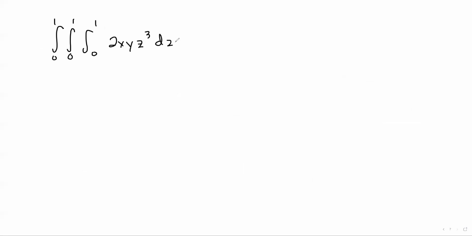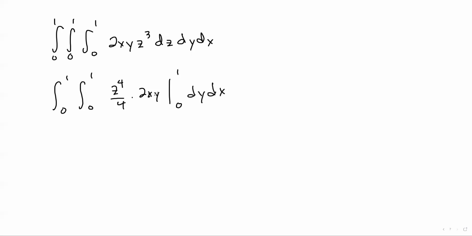And let's just do z first, then y, then x. That's kind of the classic order. All right, and so we're going to get z to the fourth over 4, 2xy, 0 to 1, y dx. This is going to be 1/2. Let's go ahead and move the 1/2 out front. We plug in 1, we're going to get 1/4 times 2. That's the 1/2. And the xy just stay as they are.